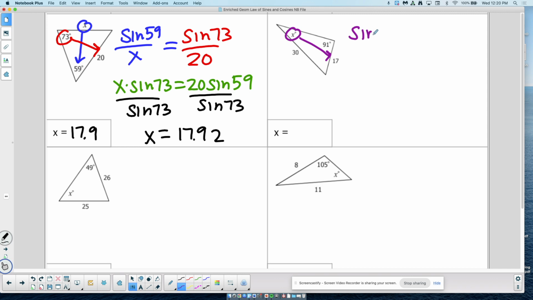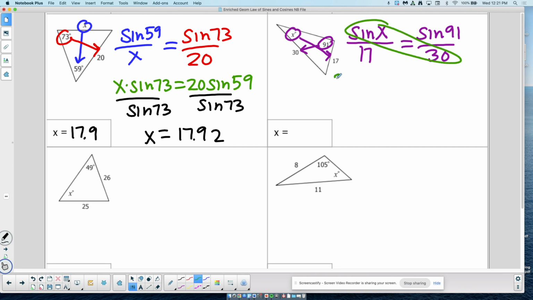So this time I'm going to have sine of x, because that's where my variable is in the angle position, over 17 equals sine of 91 over 30. Cross multiply. I like to put my variable first, so I'm going to go this way this time. Again, it doesn't matter. I'm just going to keep my variable on the left side of my equation. So 30 times the sine of x equals 17 times sine of 91.